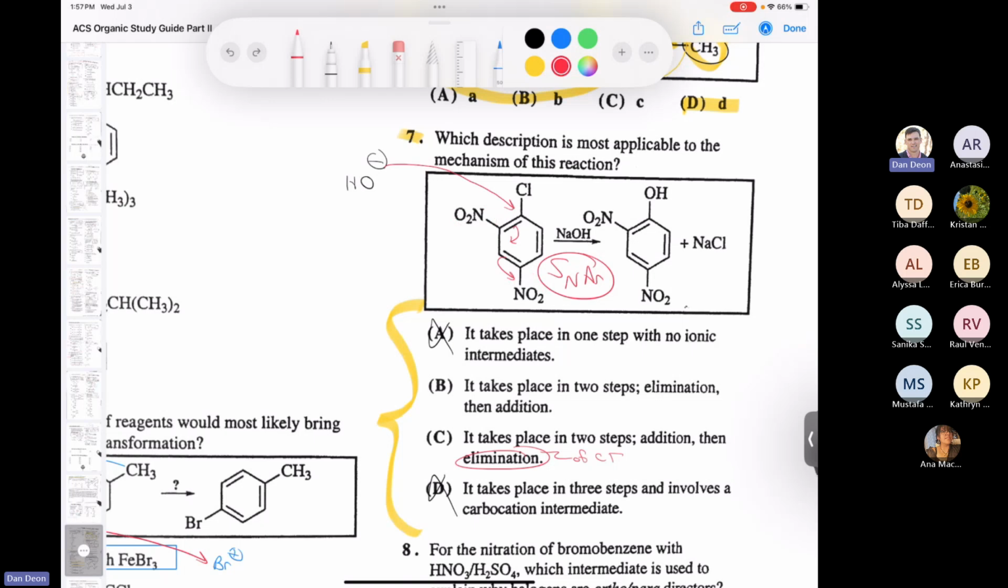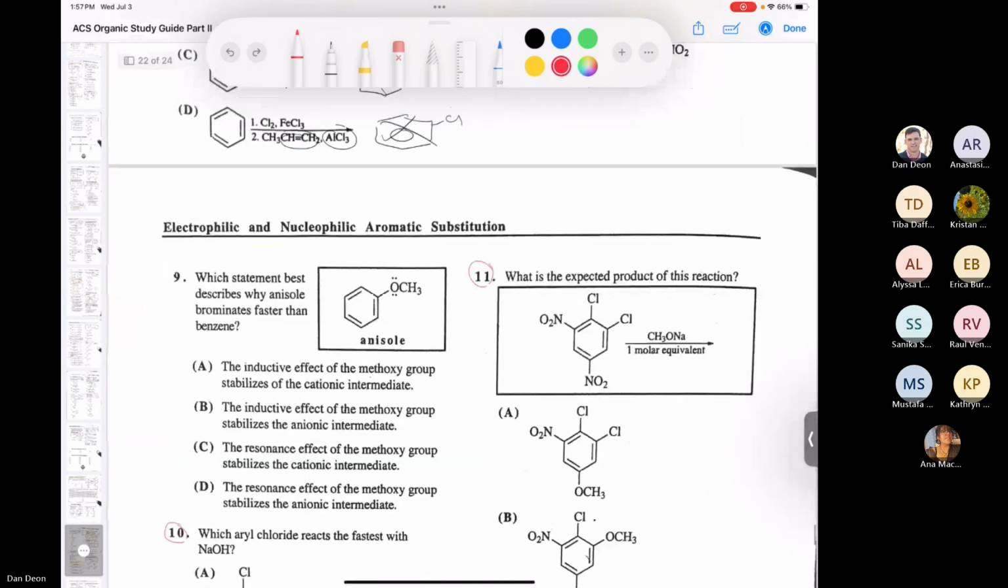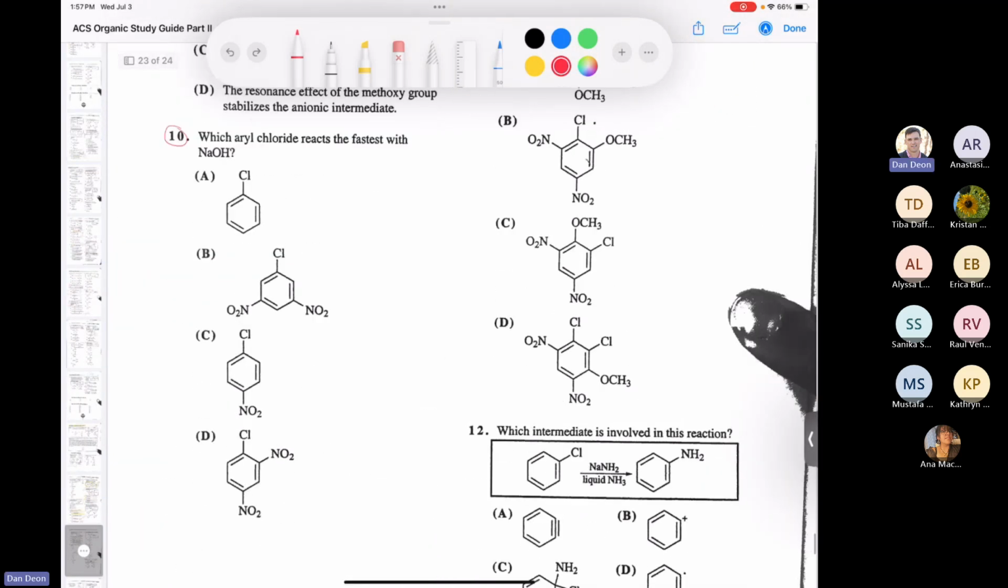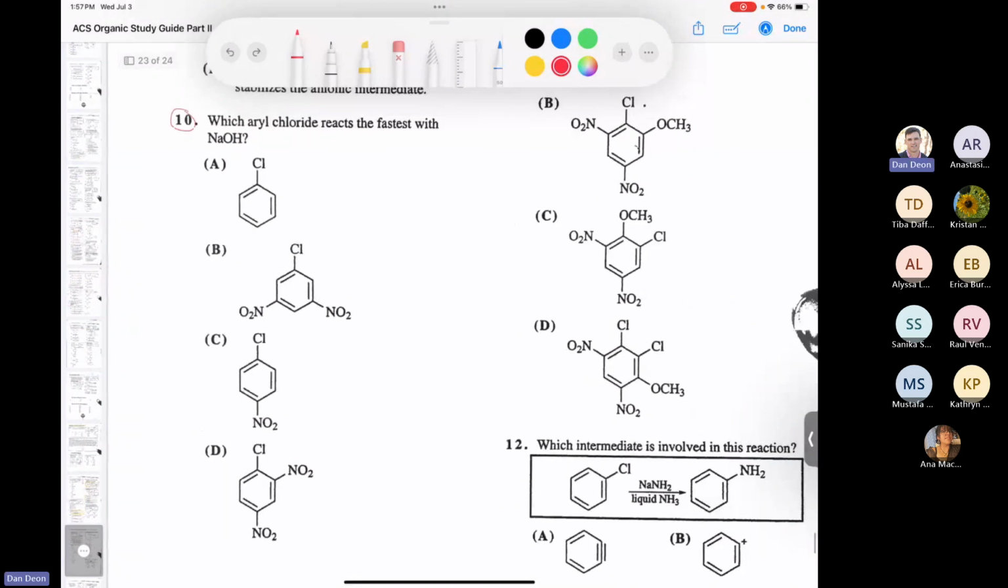So let's take a look at question number 10 then, okay? If I take a look at question number 10, it says, which aryl chloride is going to react the fastest with sodium hydroxide? Well, an aryl chloride is going to react with sodium hydroxide. I mean, if you tried to react this, you would need extreme heat to do that, and you would do an elimination addition. Here you have a good leaving group.